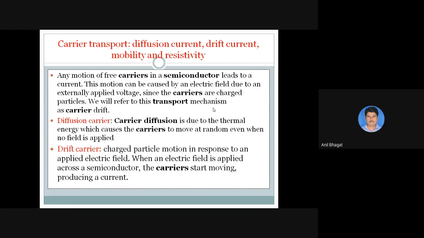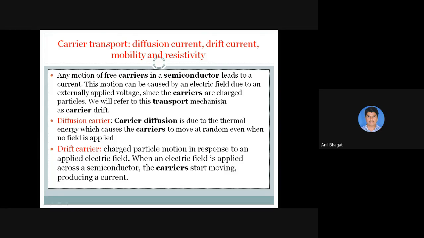This is very important. There are two currents flowing through the device: diffusion current and drift current. Only two currents are present in a material. Suppose once you switch on the power supply, at that time the two currents flowing through the device are the diffusion current and drift current.